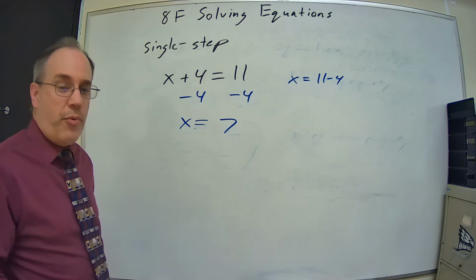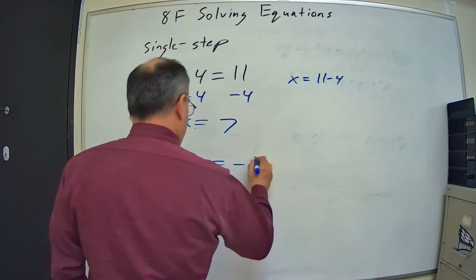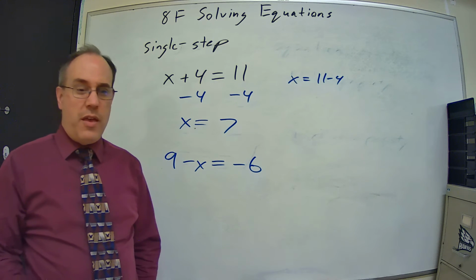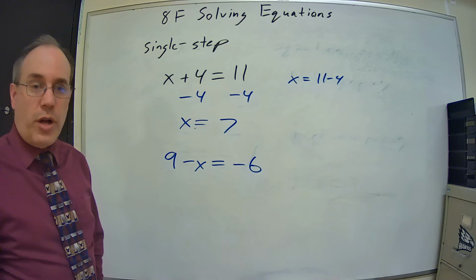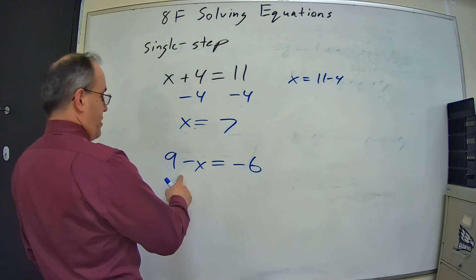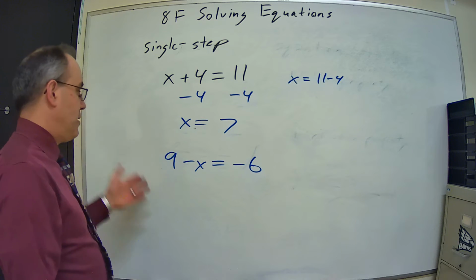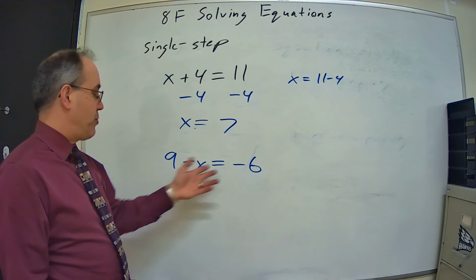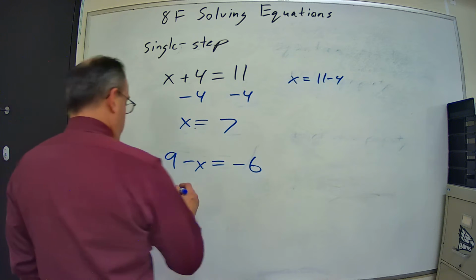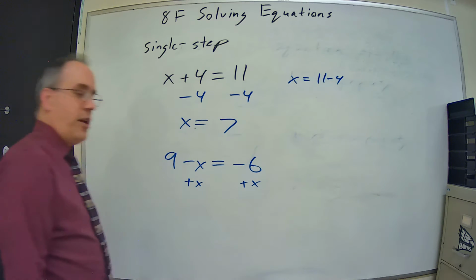Let's try another example. What about 9 minus x is equal to negative 6? Well, this one could be considered a little more complicated, because with this, I've got this minus x here, so I could subtract x from both sides. I could add x to both sides to get it there. So that's what I'm going to do. So I'm going to say, let's add x to both sides. And you may not like this as much. It takes a little bit of work.